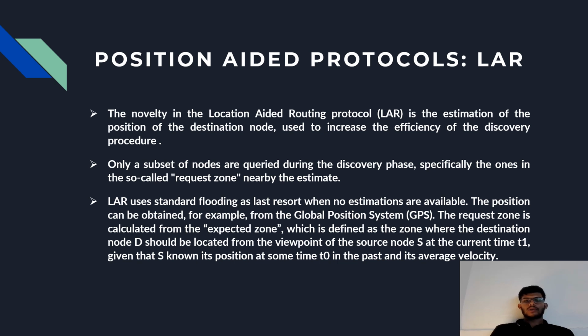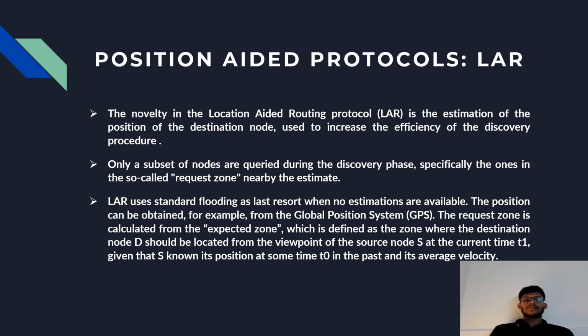Position-based protocols: LAR. The novelty in the location-aided routing protocol, LAR, is the estimation of the position of the destination node used to increase the efficiency of the discovery procedure. Only a subset of nodes are queried during the discovery phase, specifically the ones in the so-called request zone nearby the estimate. LAR uses standard flooding as a last resort when no stations are available. The position can be obtained, for example, from the global positioning system, GPS.